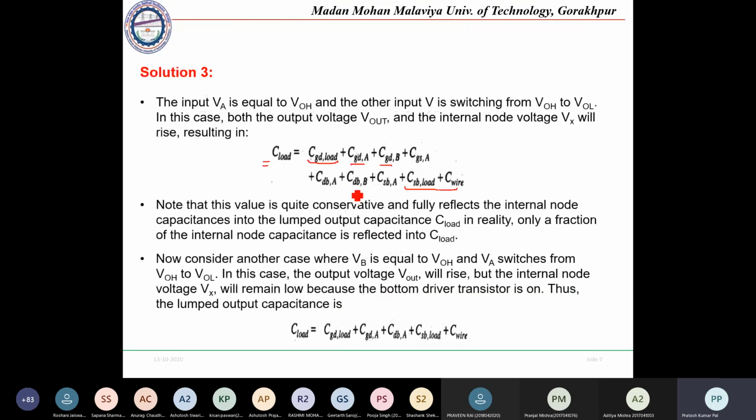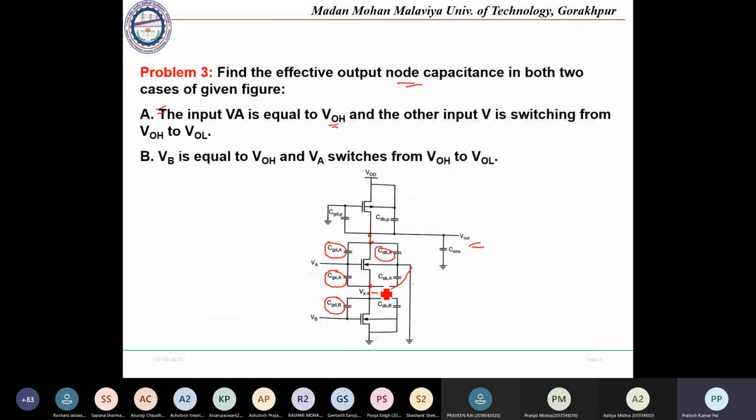And also CDB of B. CDB of B will be considered because it is connected to and affects the output voltage. Whatever terminals are affecting the output voltage, the capacitance associated with those nodes will be considered in the load capacitance, or output capacitance. So this is how we go about it.